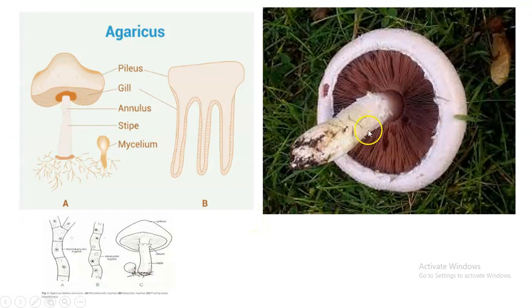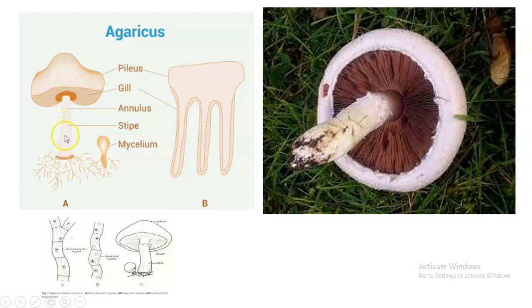So this is the Agaricus or mushroom, which is a very common and familiar fungus to all of us because we normally eat mushroom, right? This is the structure. It has a vegetative part called mycelium. Then it has a fruiting body called what? This is the edible part, the mushroom that we eat. This is the basidiocarp, the fruiting body which we eat.